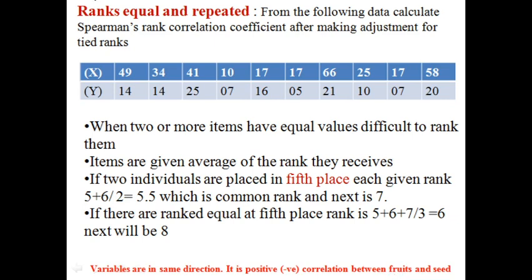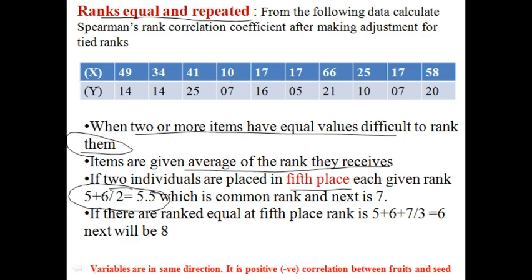In the third case, where ranks are equal or repeated, there are a few different steps than the previous two methods. When two or more items have equal values, it is difficult to rank them. So what we have to do is give the average of the ranks they receive. Suppose two individuals are at 5th place, then we calculate the 5th and 6th values and divide by their number of observations, and they are 2.